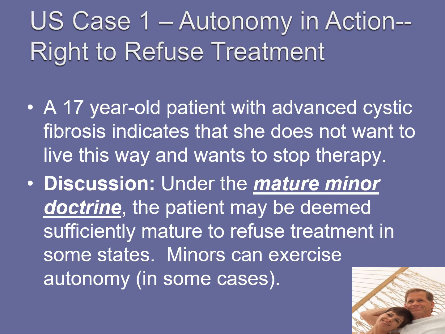However, in certain states and under certain conditions, the mature minor doctrine applies, where an older teenager who's not necessarily 18 or 21 nor emancipated can have the final say and can usurp the wishes of their parents. They can truly have autonomy with regard to whether or not they want to continue certain therapy, modify certain therapy, pursue an alternative one, such as in the case of certain types of cancers, cystic fibrosis, and other diseases.